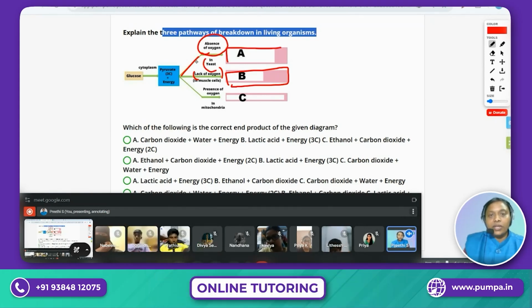And next to it, in the complete absence of oxygen, which is happening in the yeast, what are all the products? You're going to answer, so you can guess, everyone.